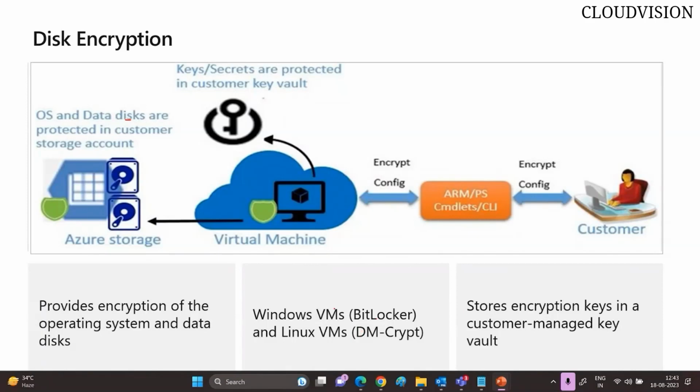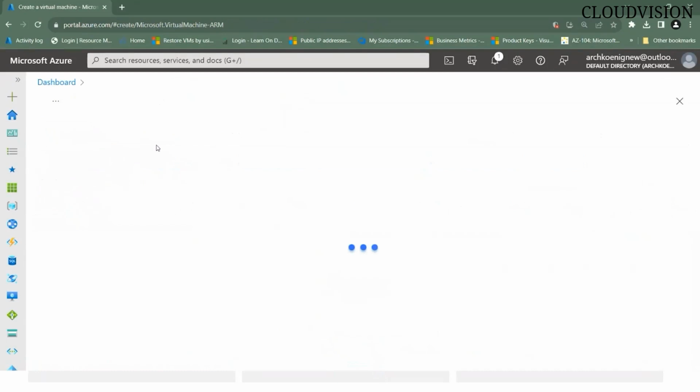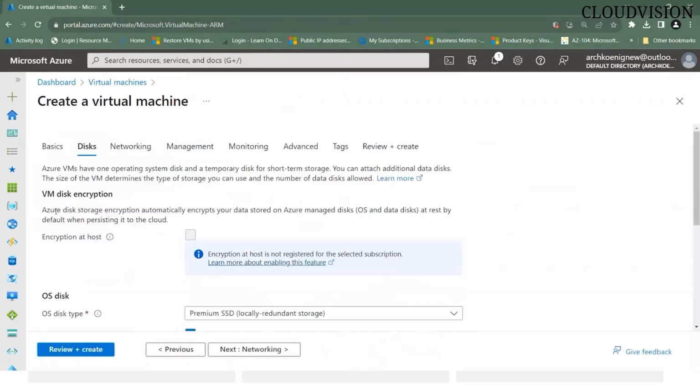Sometimes you are not okay with the default encryption. You want to use your own encryption. In that case, you can go with the customer managed vault. So how do you get these things? When you start setting up your VM, you get a chance to define the disk details. When you define the disk, it says your Azure disk storage encryption automatically encrypts your data and stores it in your managed disk.